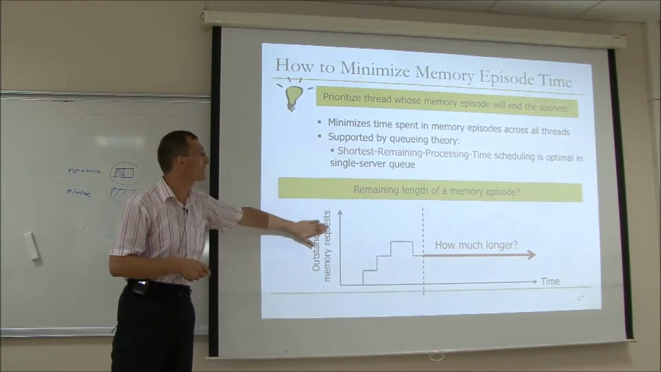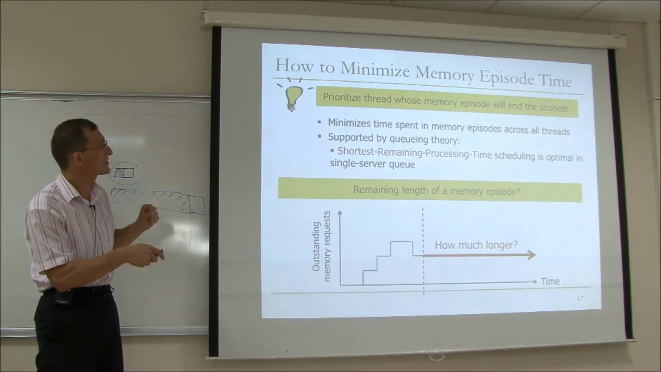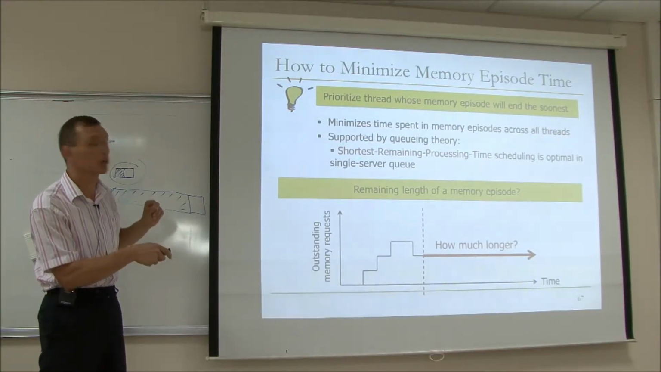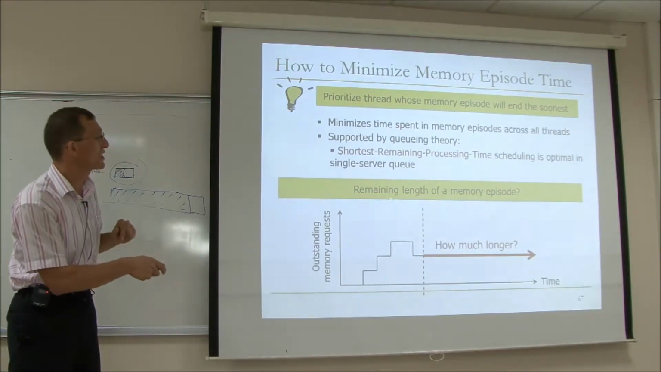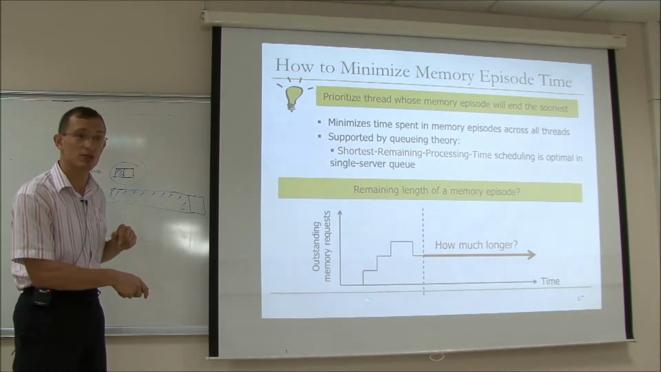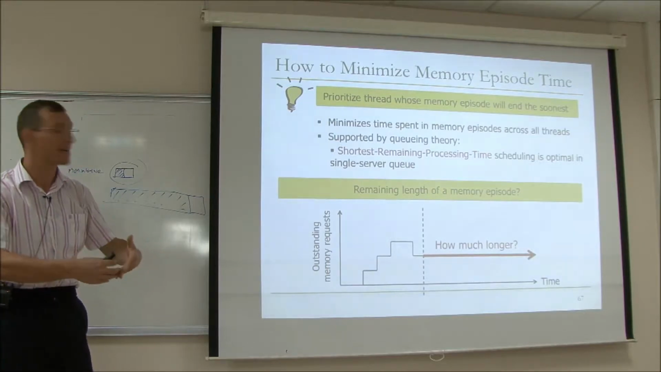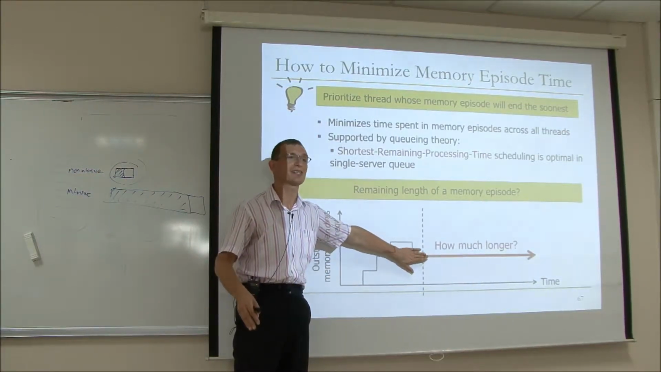Then the key question: we'd like to prioritize the memory episode that has the shortest remaining processing time, right? So how do we know the remaining length of a memory episode? We know when a memory episode begins. The memory controller knows when a thread starts generating requests because it can keep track of that. But it doesn't know when the thread will stop sending requests, right? So how much longer will this take?